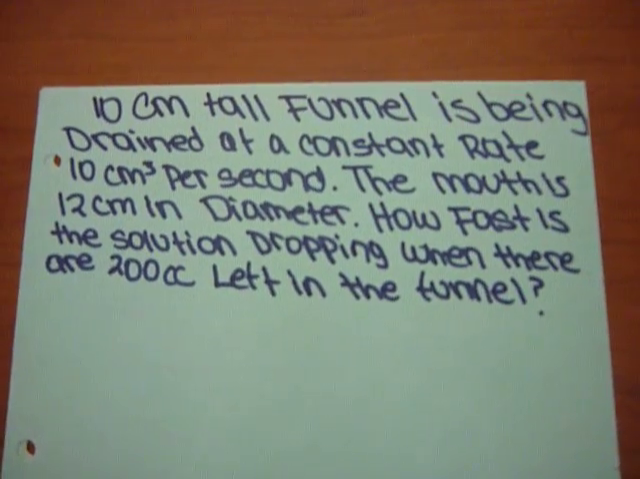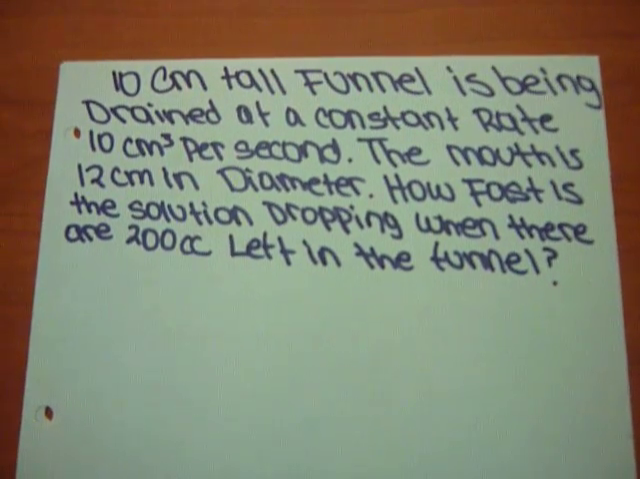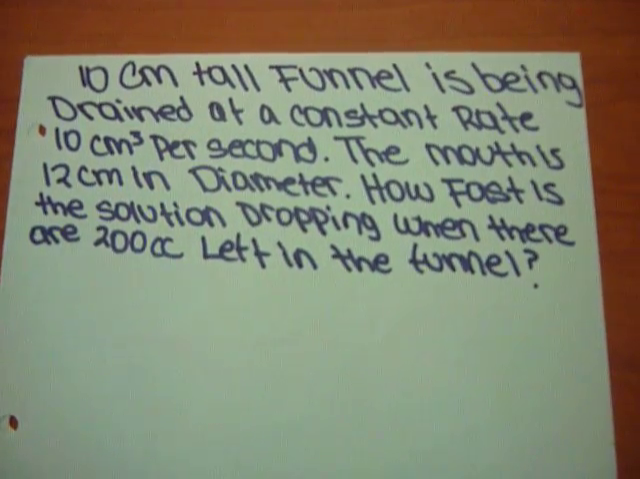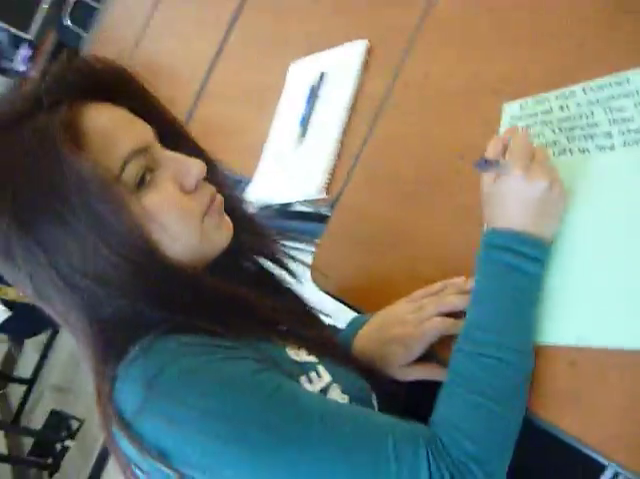Okay, so a 10 centimeter tall funnel is being drained at a constant rate, 10 centimeters cubed per second. The mouth is 12 centimeters in diameter. How fast is the solution dropping when there are 200 cc's left in the funnel? So what we'll first do is draw a picture. Record the picture.